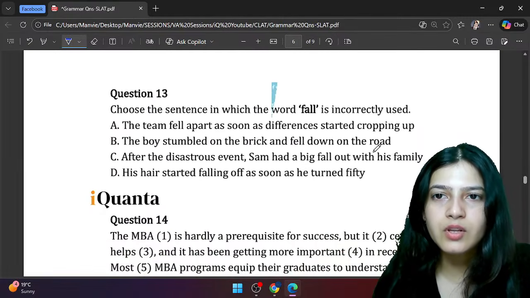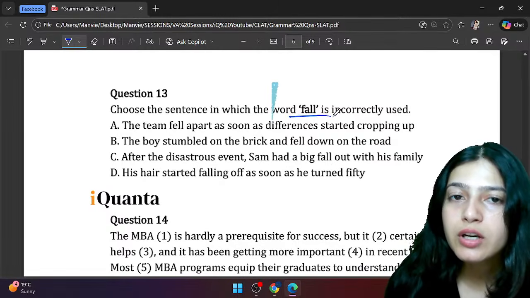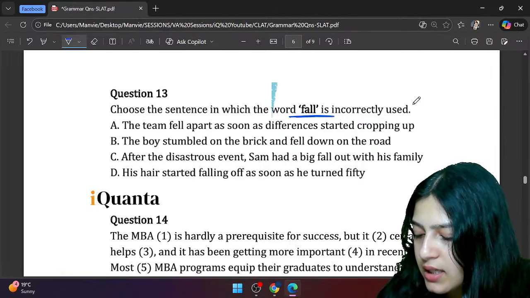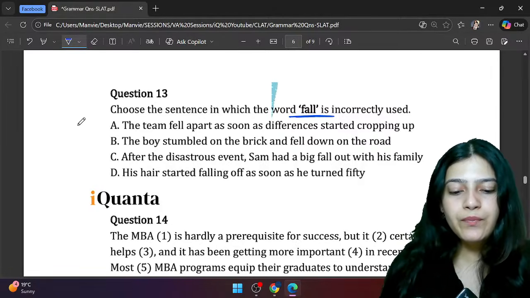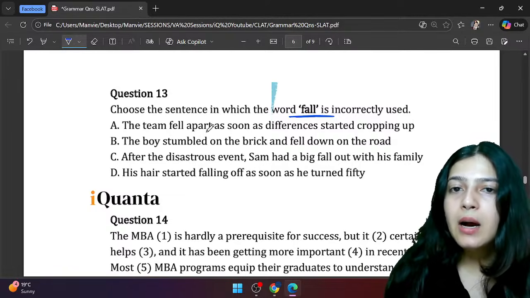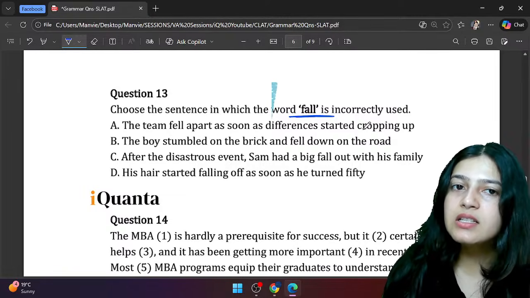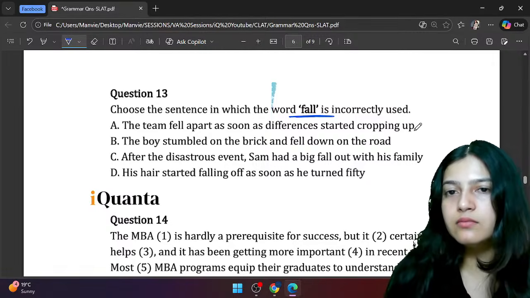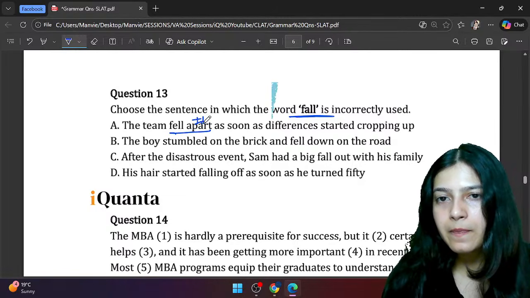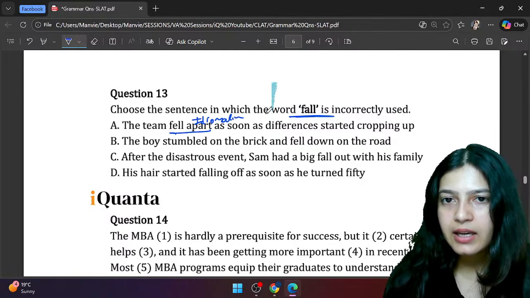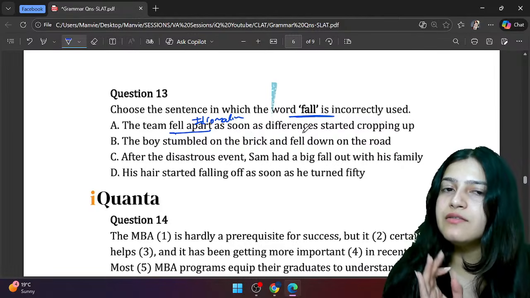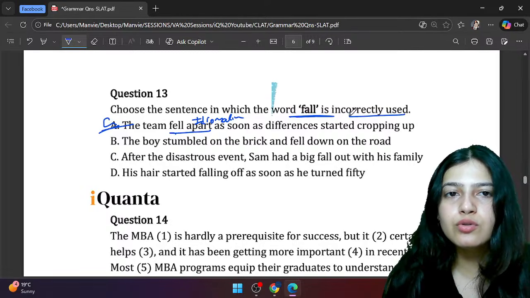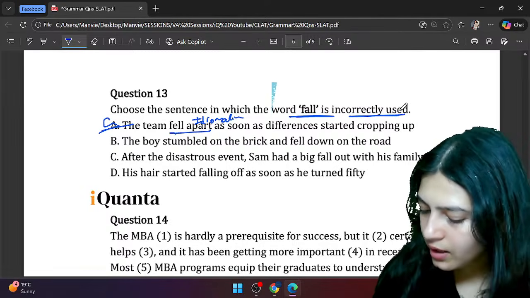Alright, here choose the sentence in which the word fall is incorrectly used. A says, the team fell apart as soon as differences started cropping up. Team fell apart is idiomatic, completely idiomatic, okay. As soon as differences started cropping up. So A is correct, and you need to choose the one which is incorrect, right?